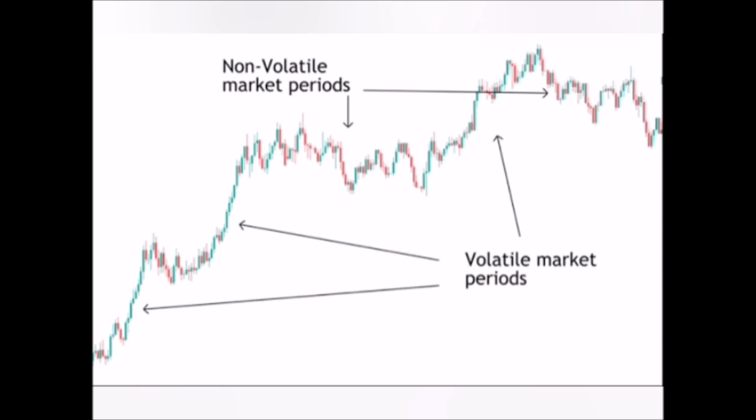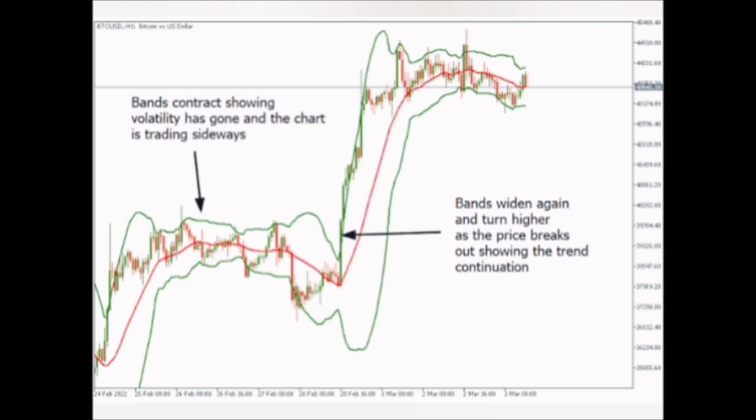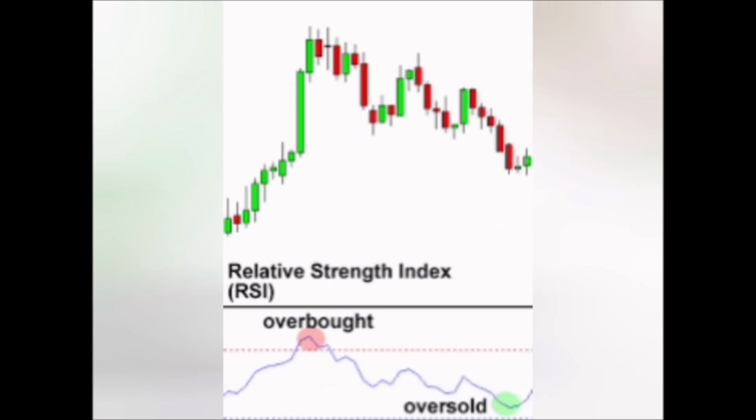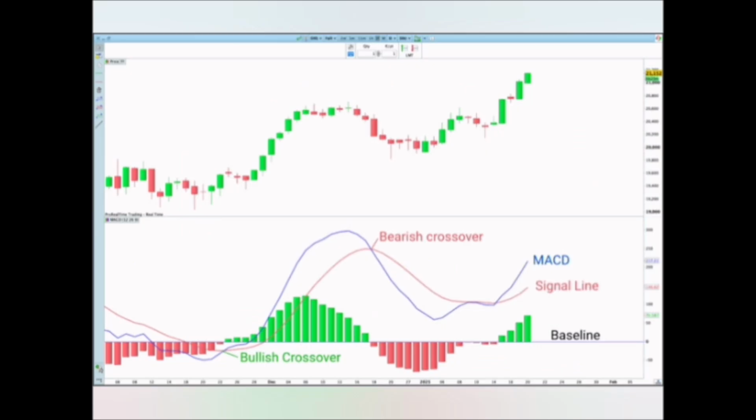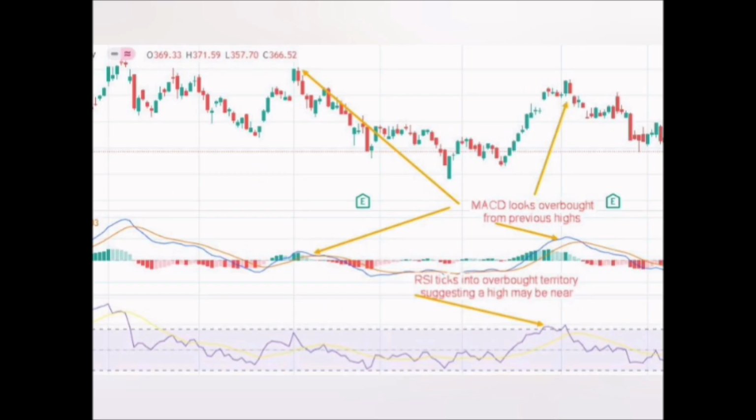What is a head and shoulders pattern? The head and shoulders pattern is a trend reversal formation that signals a potential change from an uptrend to a downtrend. It consists of three peaks. The first peak is the left shoulder. Price rises, then it pulls back. Then we have the head, which is number two.